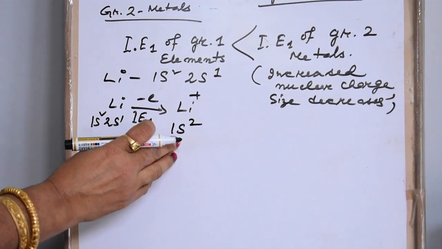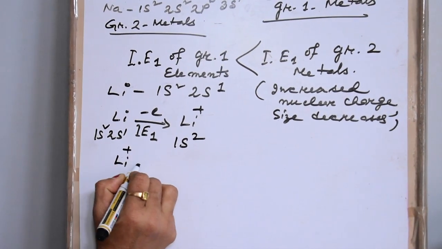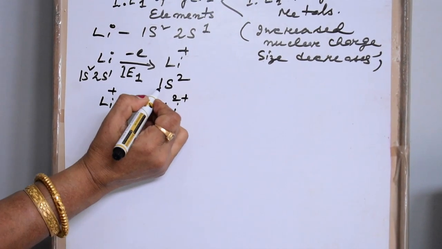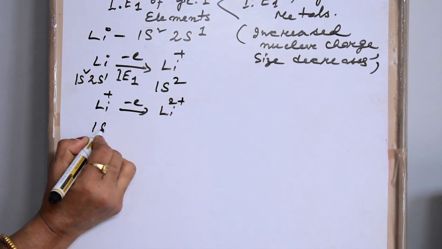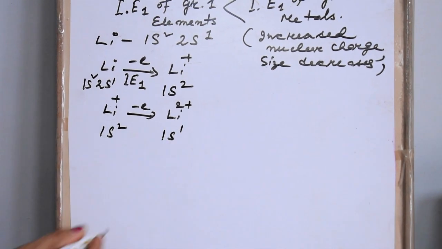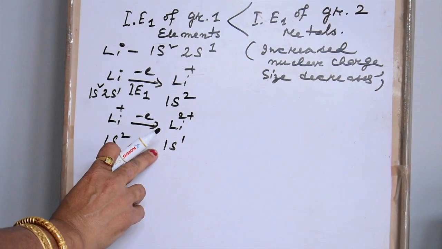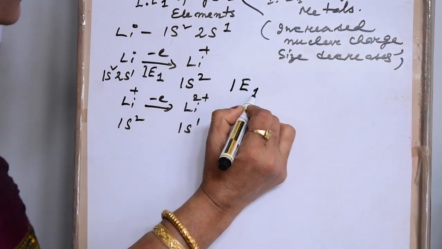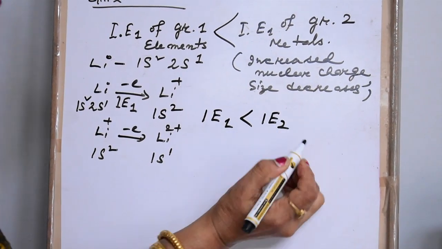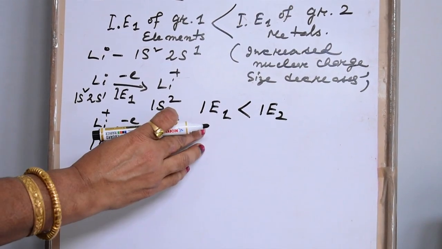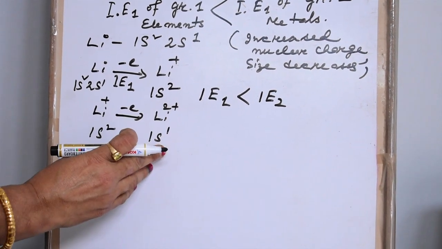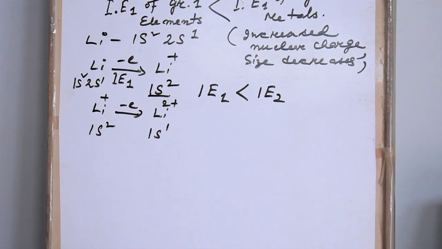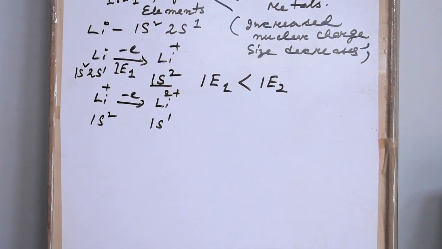To remove another electron from Li plus to Li2 plus, we have to disturb the stable electronic configuration 1s2 to form 1s1. So for group 1 metals, IE1 is less than IE2, because the second ionization energy will be more due to the removal of an electron from the stable state or the filled electronic state.